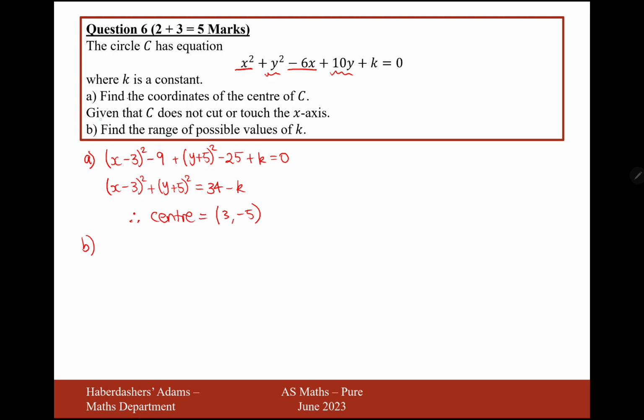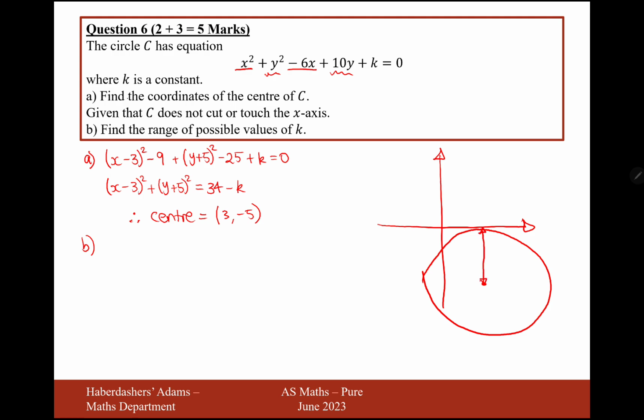Moving on to part B, it says that given that C does not cut or touch the x-axis, find the range of possible values of k. So let's draw a picture to visualise what's going on here. Our circle had centre of 3 across, 5 down, so our centre is going to be over here. If we don't want it to touch or cut the x-axis, then it's going to have to look a bit like this, where it just ever so slightly doesn't touch it.